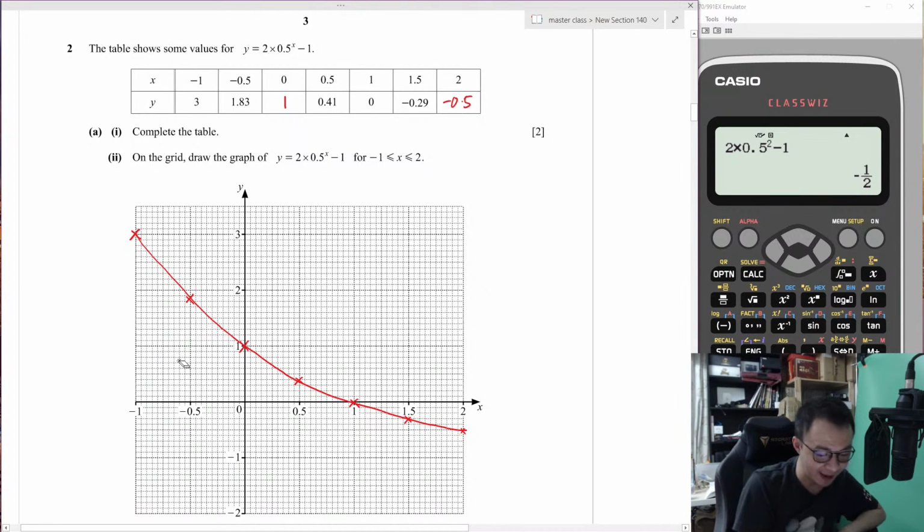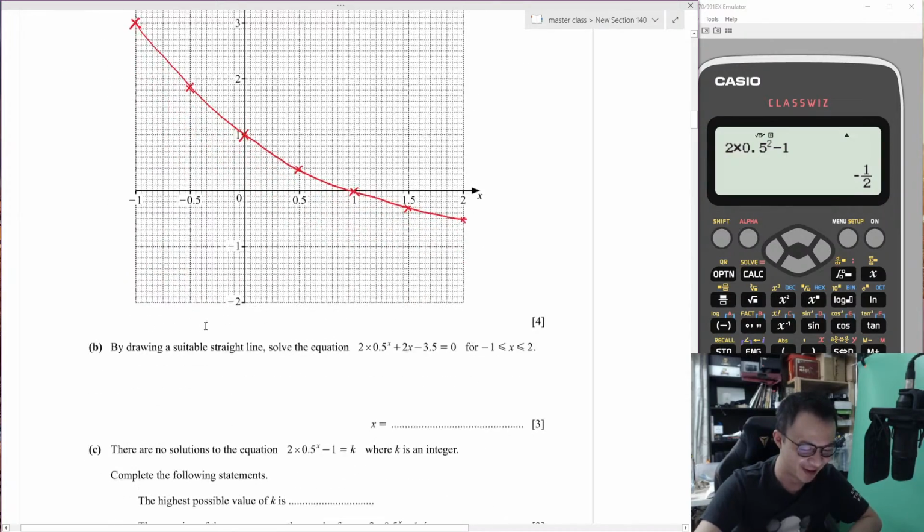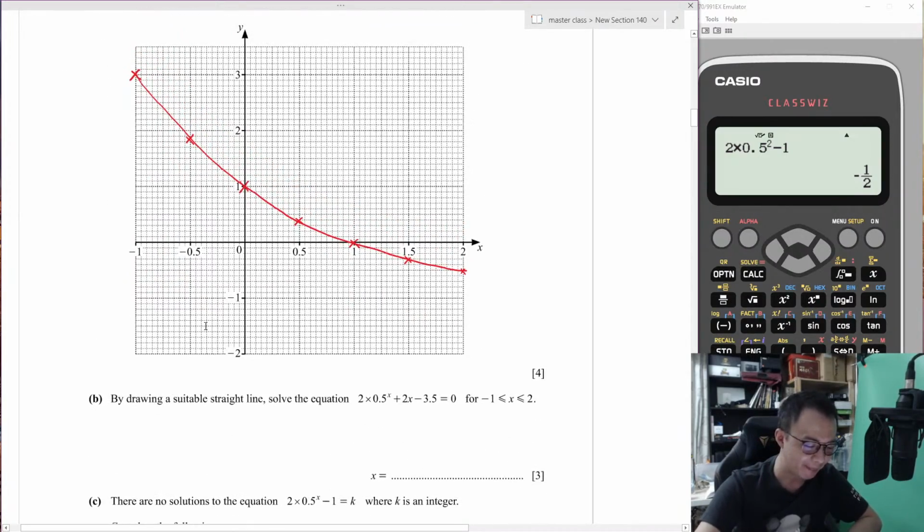Alright, actually I kind of missed this point a little bit. Let me play some cheat. I'm trying to, oops. It's fine, we just assume we touch it. I'm very lazy to redraw it. Okay, so by drawing the suitable straight line here, we solve this equation.